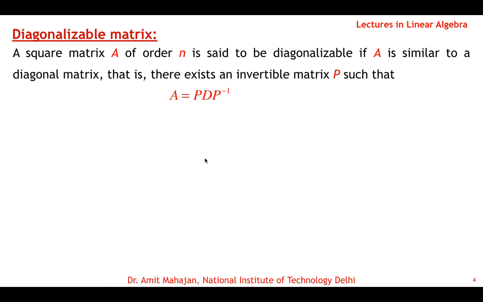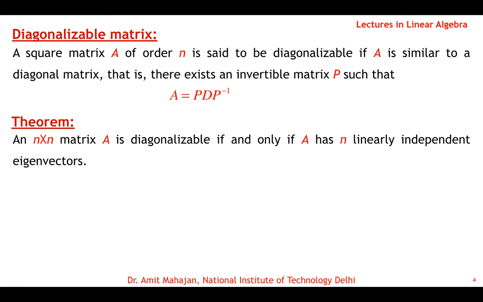Okay, so now there is a theorem which says that an n cross n matrix A is diagonalizable if and only if A has n linearly independent eigenvectors. So given any square matrix, that square matrix will be diagonalizable if it will have n linearly independent eigenvectors.